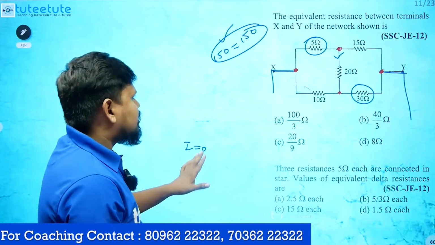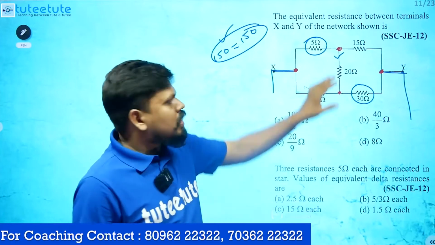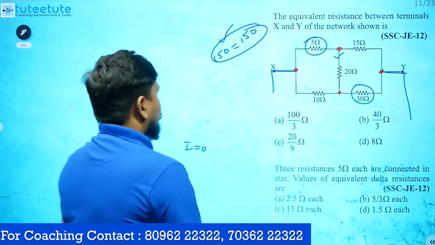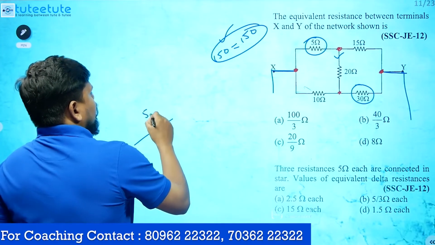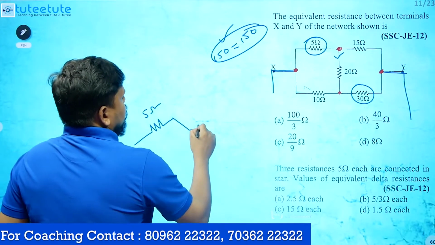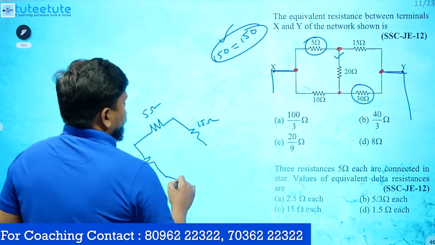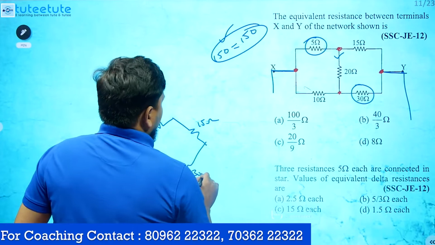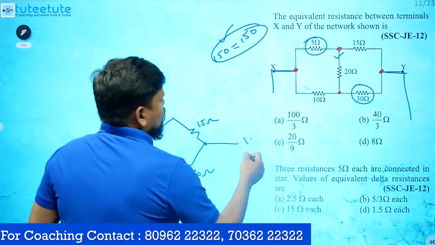Whenever the bridge is balanced, whatever element is there, short circuit, resistance or any load, we have to open circuit it. If you open circuit, the circuit will become like this: this is the 5 ohms, here it is 15 ohms, here it is 10 ohms, and the next element here is 30 ohms. We want the resistance between these two, so this is X, this is Y.